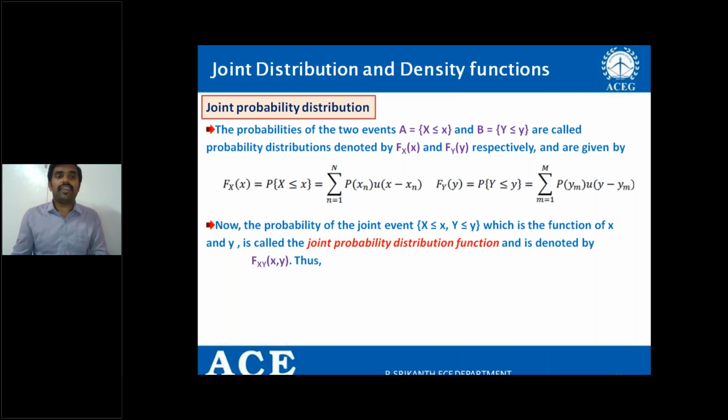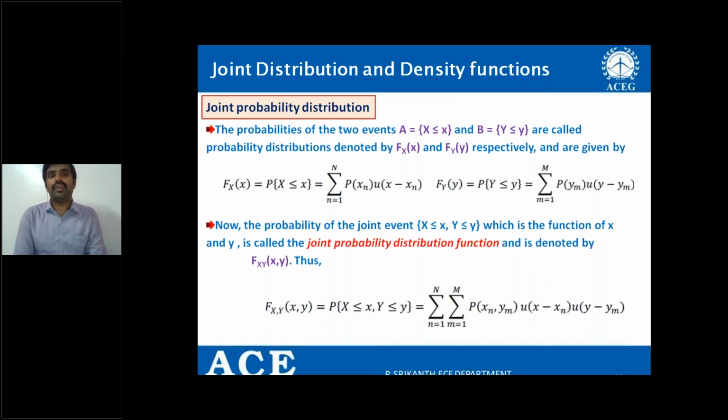Therefore, we can write the probability of the joint event X less than or equal to x, comma, Y less than or equal to y, which is a function of x and y and is called the joint probability distribution function, denoted by Fx,y of x comma y. Always the joint distribution function will be denoted by Fxy of x comma y, and the definition is Fx,y of x comma y equal to P of X less than or equal to x, Y less than or equal to y.